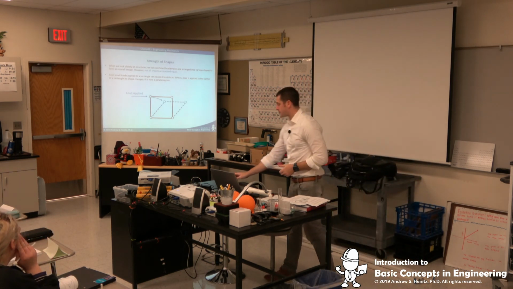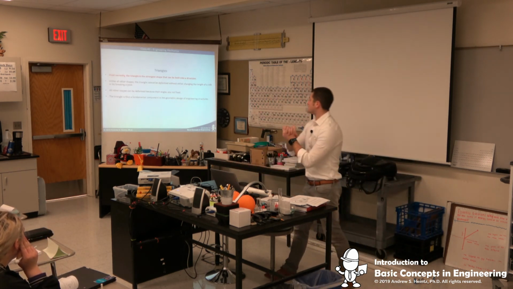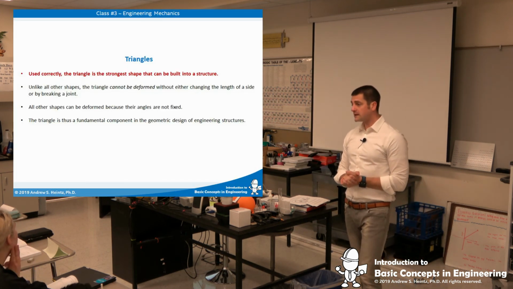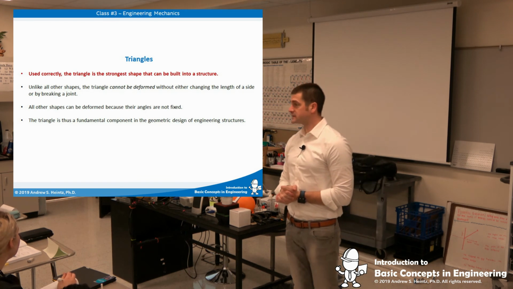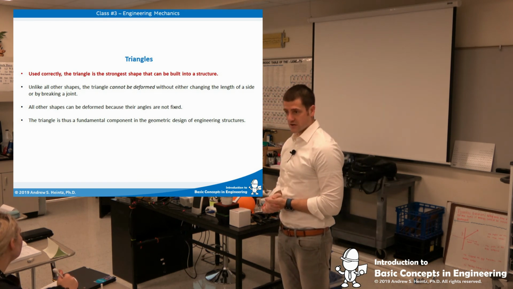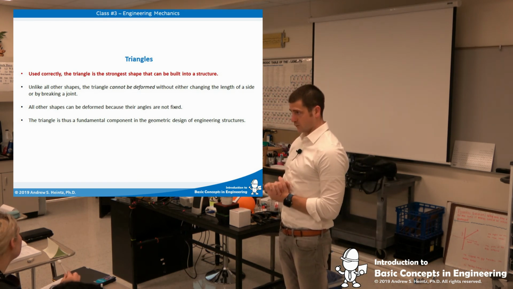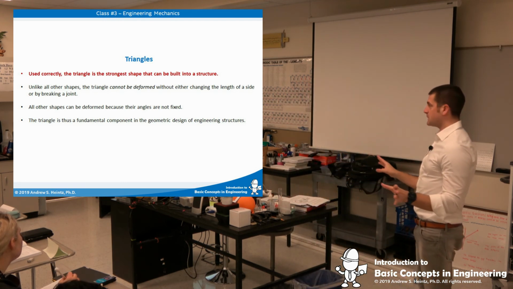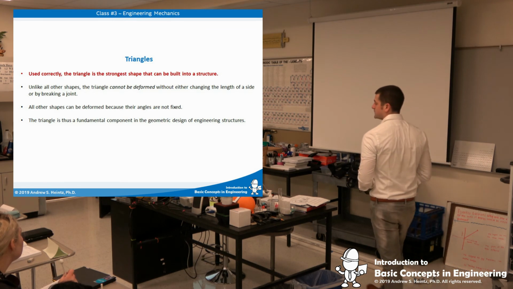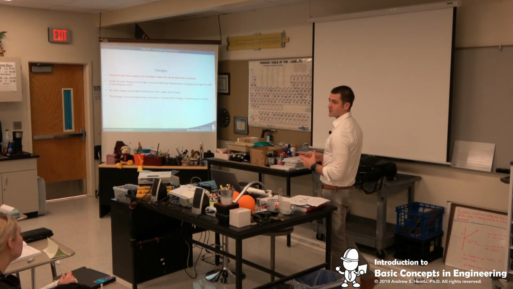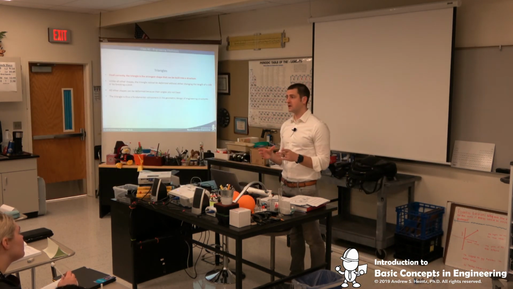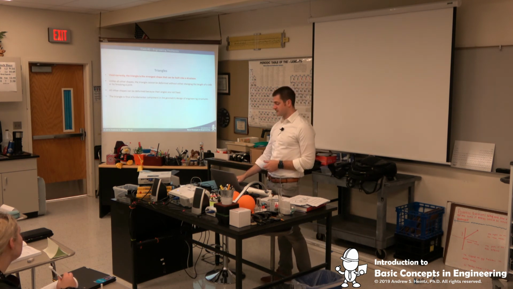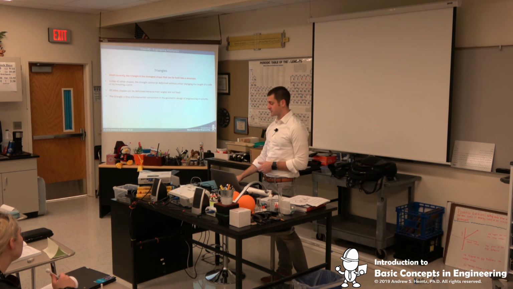Okay? So what happens in a triangle is a triangle cannot be deformed without either breaking a joint or deforming one of the sides. And by that I mean stretching, cracking, breaking, whatever. Every single other shape out there can somehow be deformed because their angles are not fixed. A triangle is the only one that has to maintain a fixed angle, otherwise it breaks. And thus, the triangle is a fundamental component in geometric design of engineering structures.